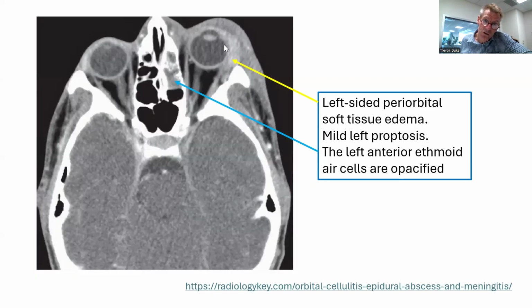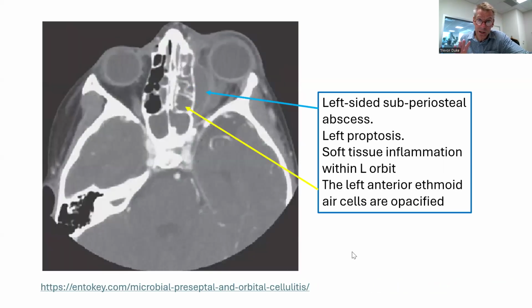But you can see that there's swelling of the muscles. So this is clearly orbital cellulitis. It's gone beyond what would be periorbital cellulitis. This is another CT scan, a different patient, and what you can see here is, again, the ethmoid air cells are opaque. They're not air filled.